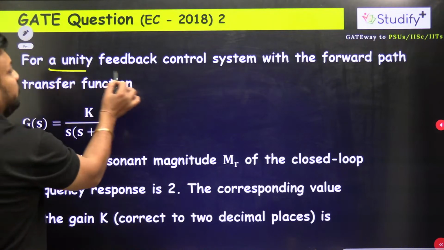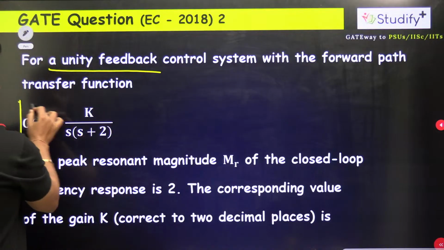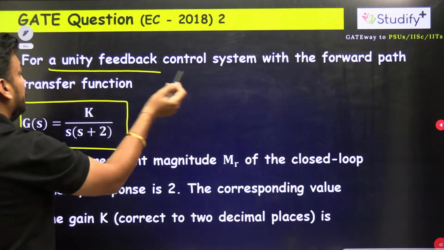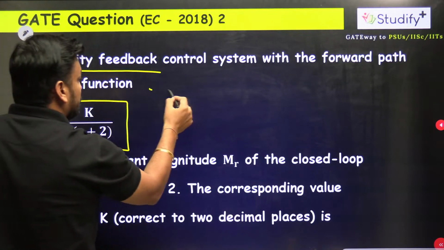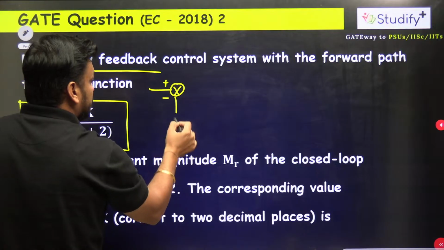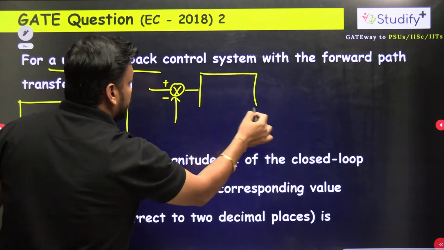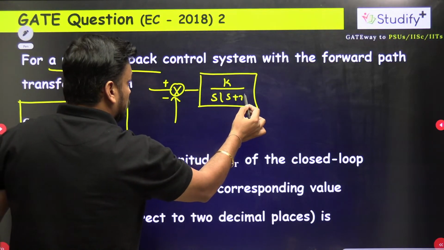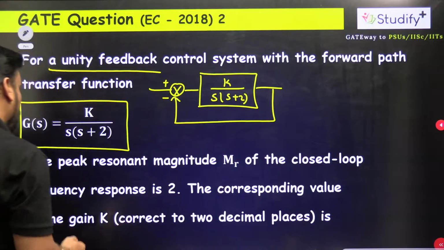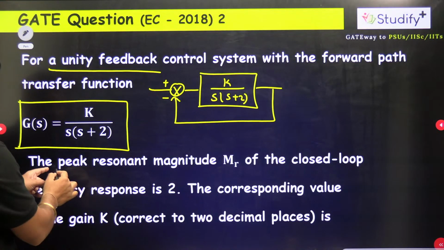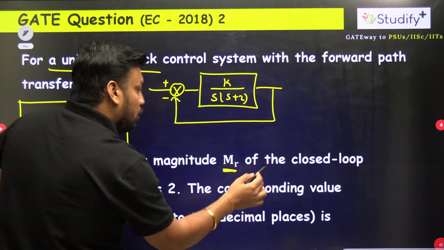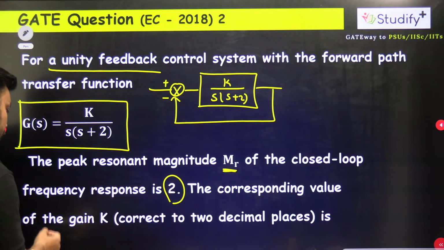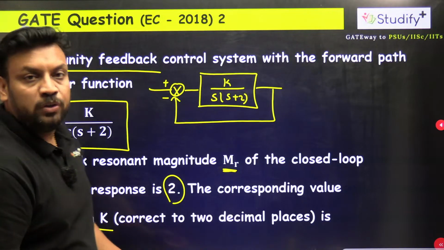A unity feedback control system has the forward path. Is it your OLTF? Where it is saying unity feedback system means H(s) is 1, and this G(s) is K upon s into (s plus 2). And H(s) is 1 only. The peak resonant magnitude Mr of the closed loop frequency response is 2, and the corresponding value of the gain K is asked.